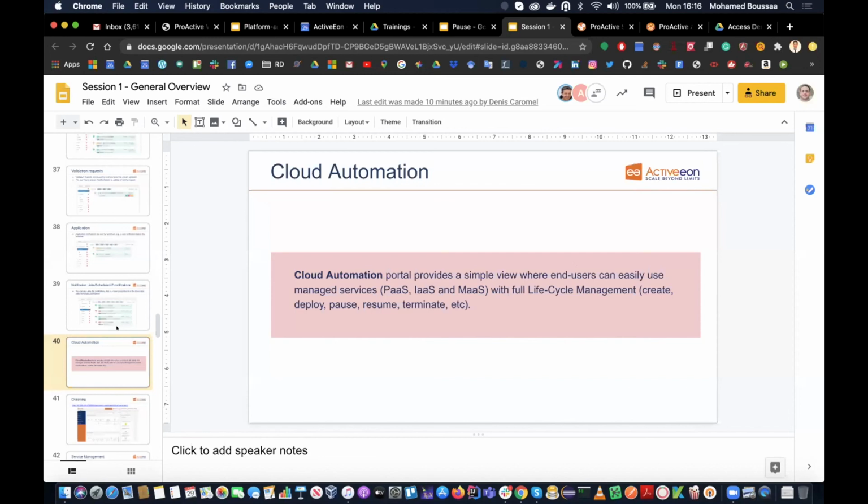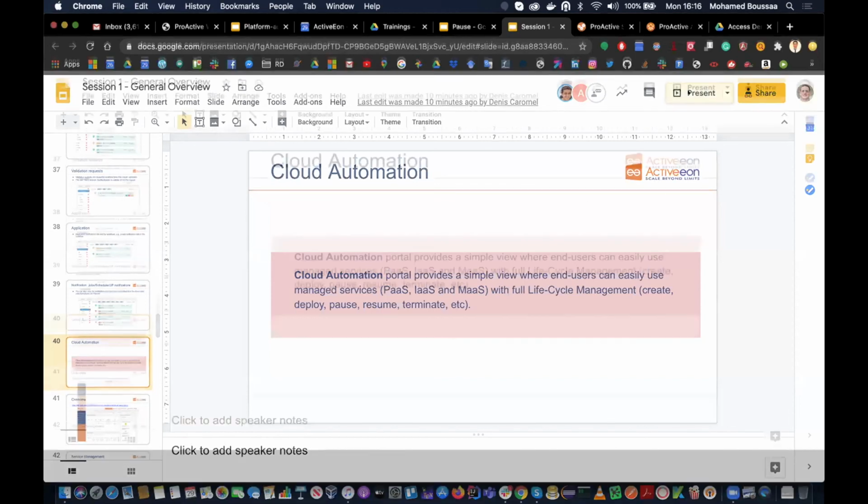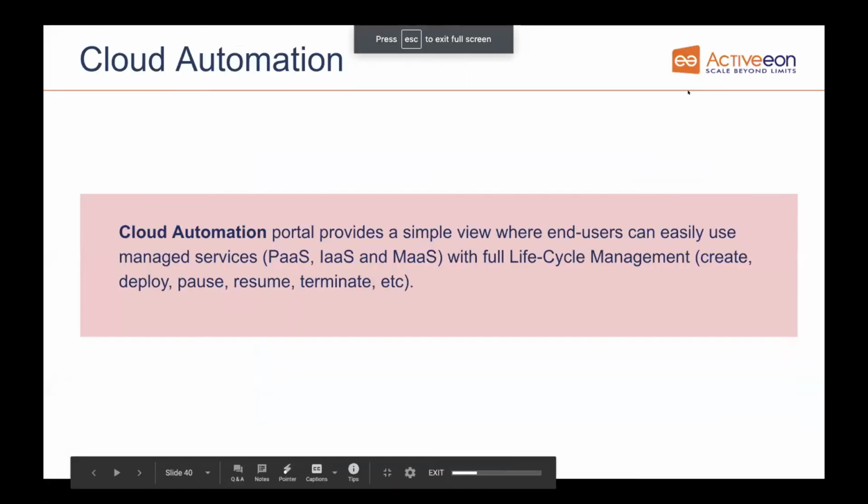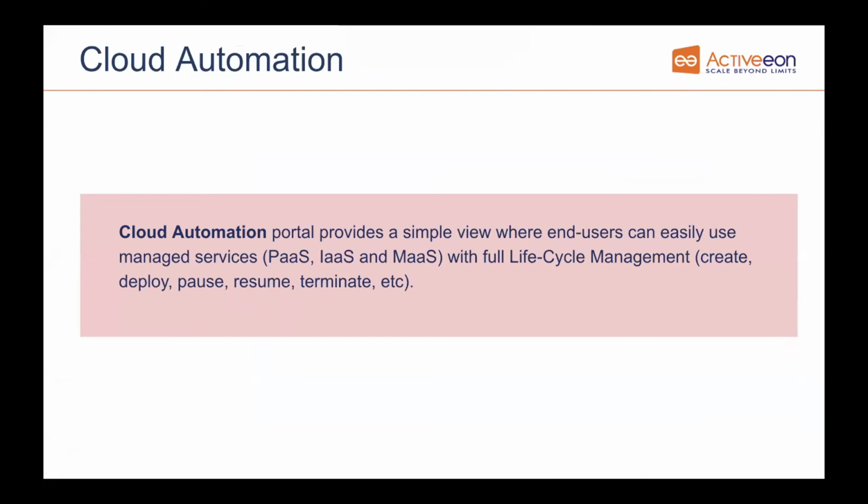Okay. So now I move to another service provided by ProActive, which is cloud automation, what we call PCA, ProActive Cloud Automation. Cloud automation is a portal that provides a simple view where the user can deploy and use managed services like platform as a service, infrastructure as a service, model as a service, and they can manage the full life cycle of the services and create, deploy, pause, resume, terminate, etc.